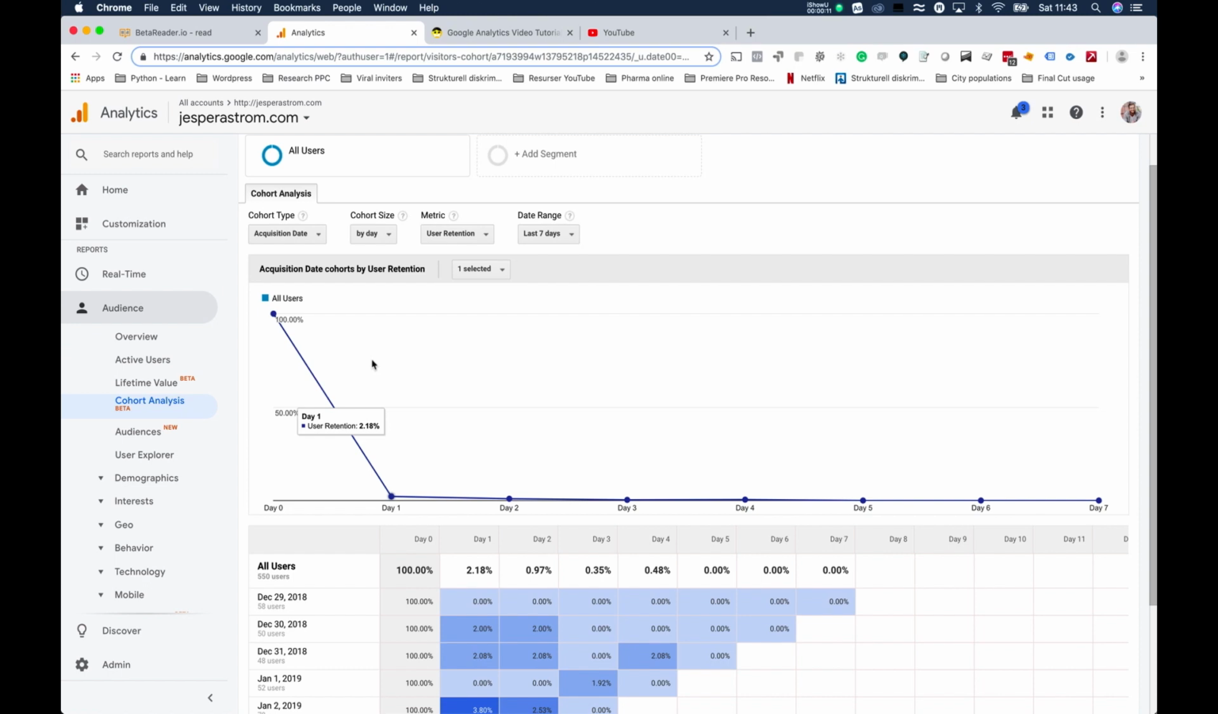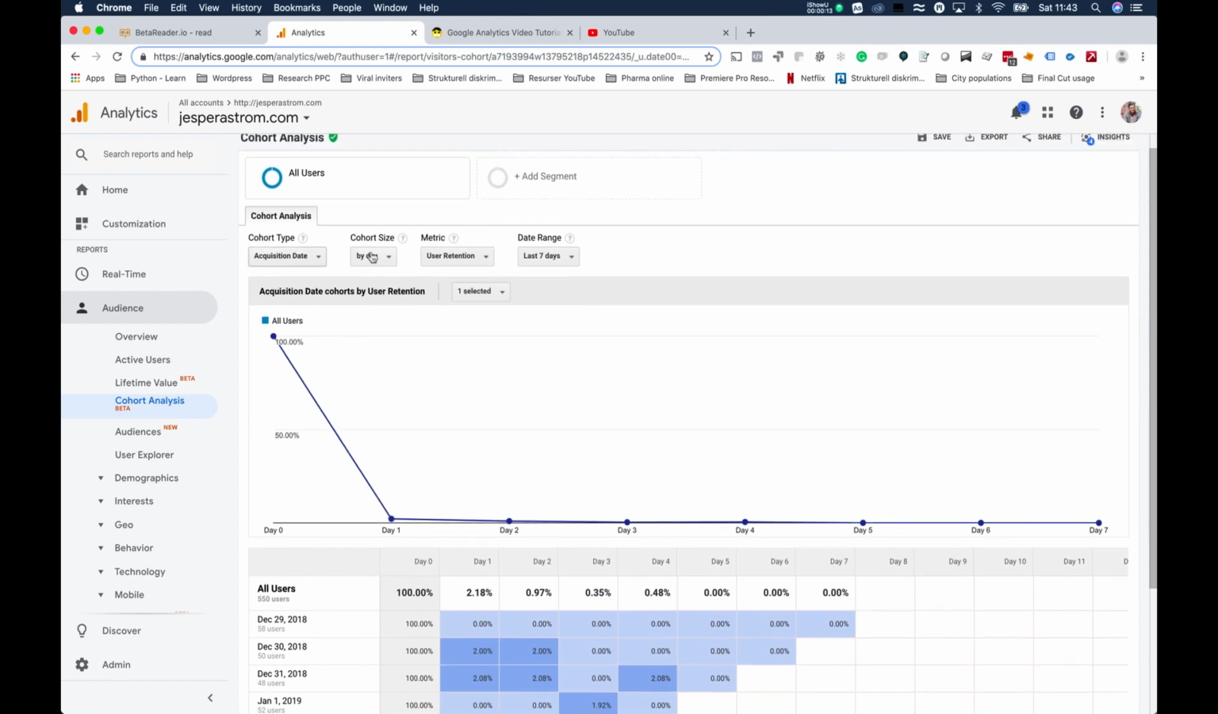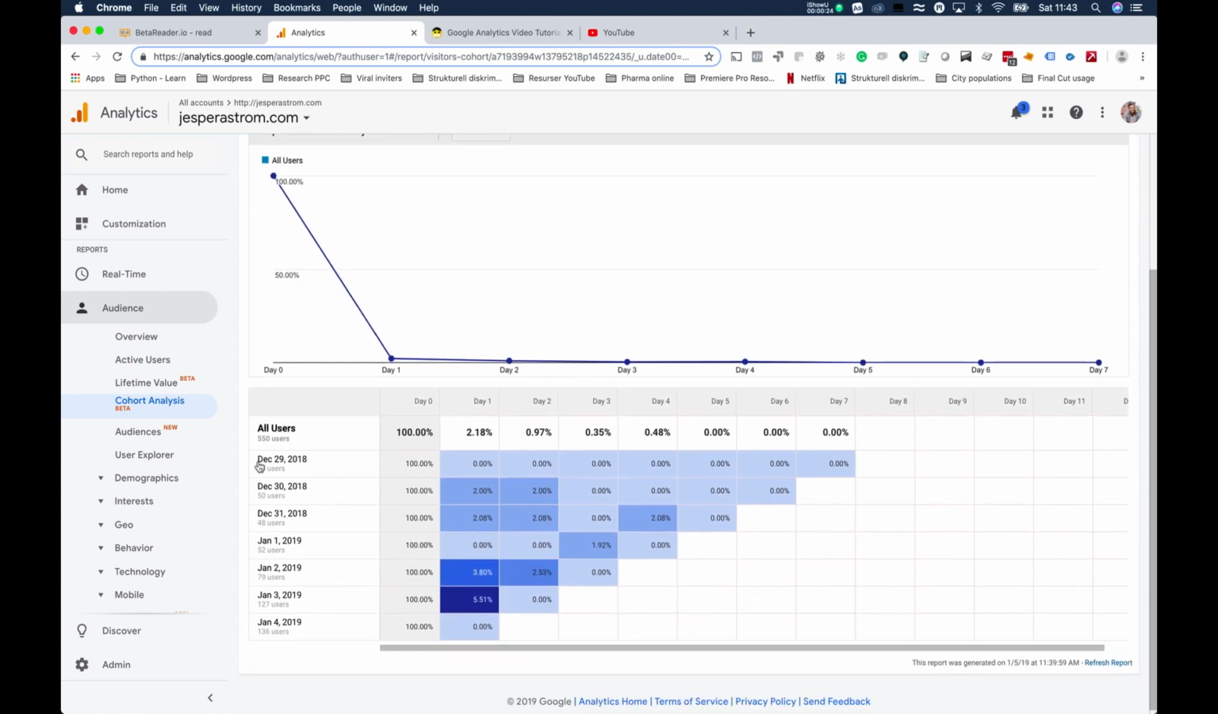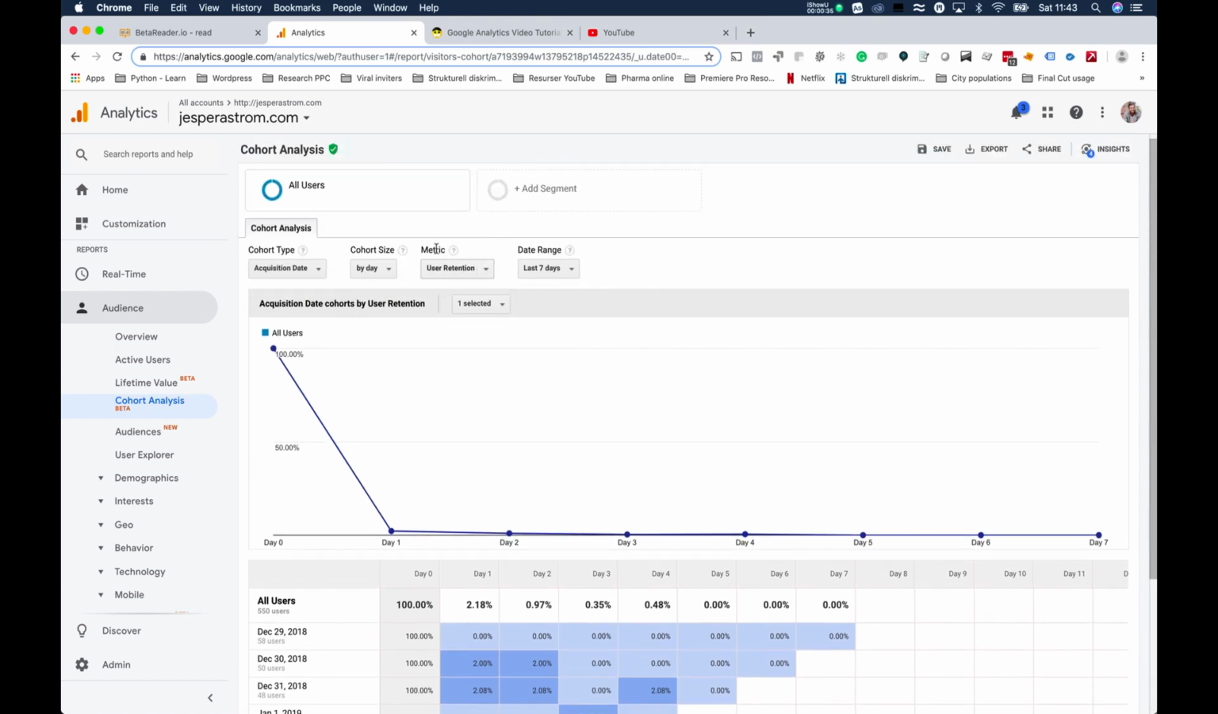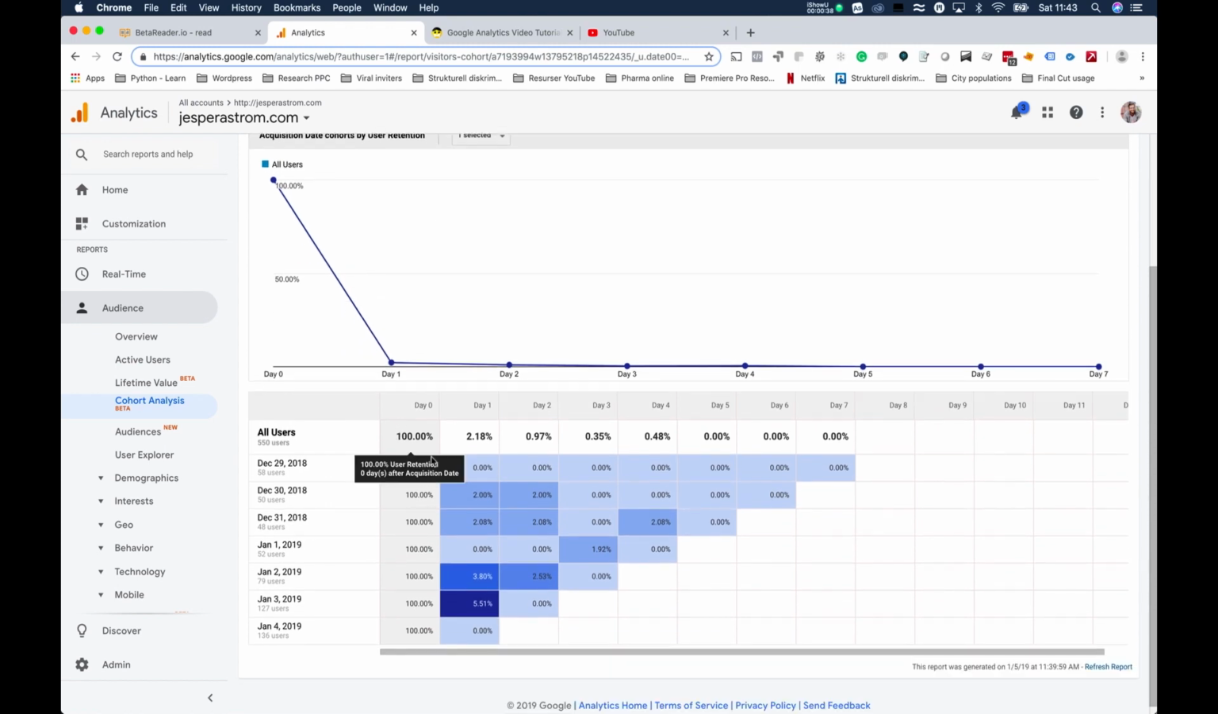When you open this up, what you can see here is that you have the acquisition date and you have a cohort size by day, and then the metric, user retention. This essentially says that we will analyze users for every day. So for example, on the 29th, all the new users that I got on the 29th of December, how much did they do of what I am asking here, meaning user retention, how often did they come back? So it makes sense that during the first day, 100% of these guys were here. Then we look at how many percent of them were here day one, day two, day three, day four, from the time that they visited me the first time.